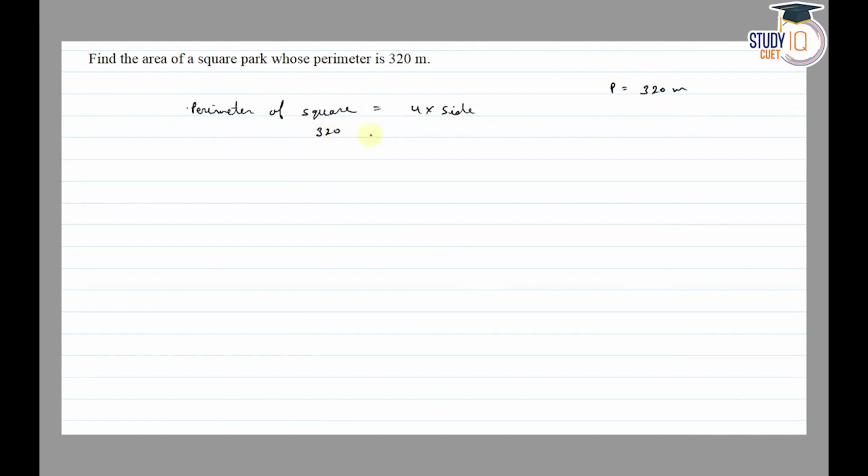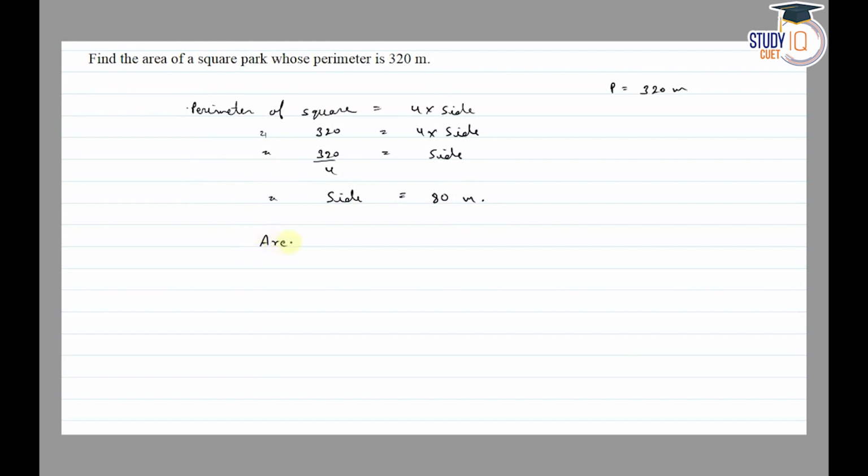So 320 is equal to 4 into side. So side is equal to 320 by 4 is equal to side. So side is equal to 4 से cancel out हो जाएगा 80 टाइम. So 80 meter. Then हम find out करना है area.